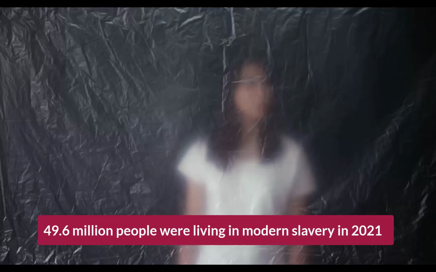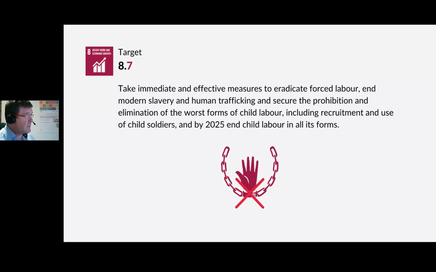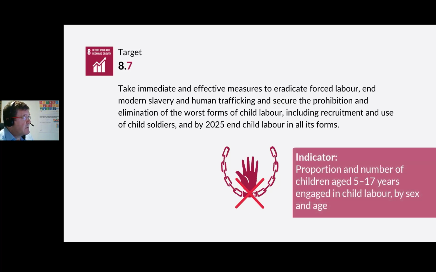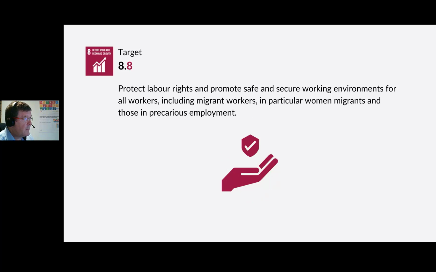49.6 million people were living in modern slavery in 2021, nearly 50 million people. 27.6 million were in forced labour and 22 million in forced marriages. 6.3 million were in forced commercial sexual exploitation. These are shocking statistics, and we all need to work together to ensure that this goal is achieved. And how is that going to be measured or monitored? The indicator for this is the proportion and number of children between 5 and 17 engaged in child labour by sex and by age.